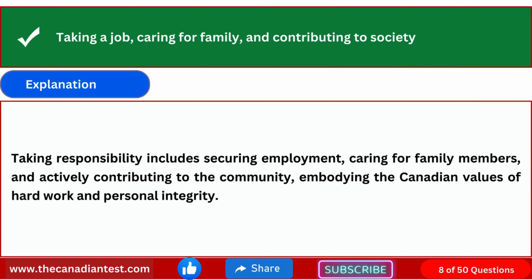The correct answer is taking a job, caring for family, and contributing to society. Explanation: taking responsibility includes securing employment, caring for family members, and actively contributing to the community, embodying the Canadian values of hard work and personal integrity.